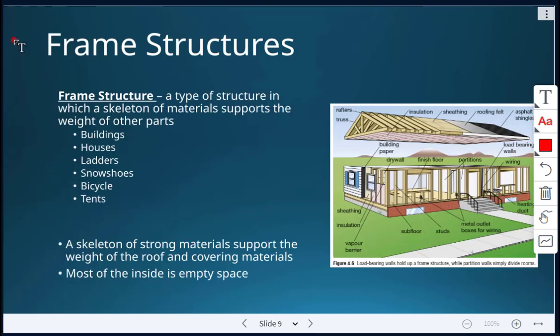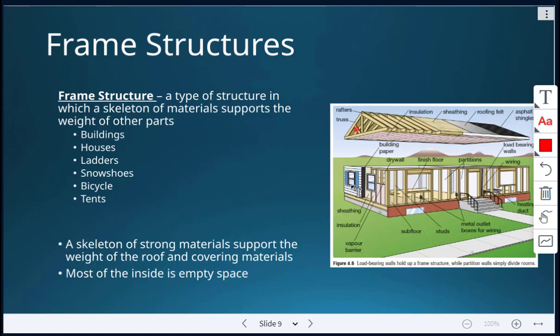And next we'll talk about another classification. These are frame structures. This is a type of structure where we have a skeleton of materials supporting the weight of other parts. Buildings, houses, ladders, snowshoes, bicycles, and tents are all considered frame structures. A skeleton of strong materials supports the weight of the roof and the covering materials. Most of the inside is empty space.